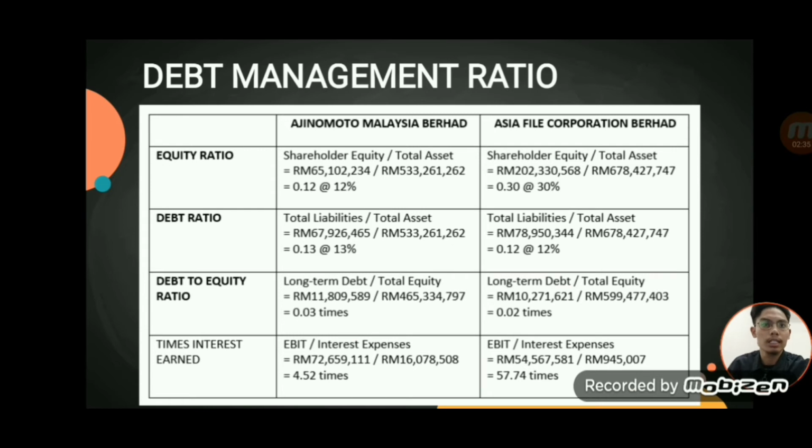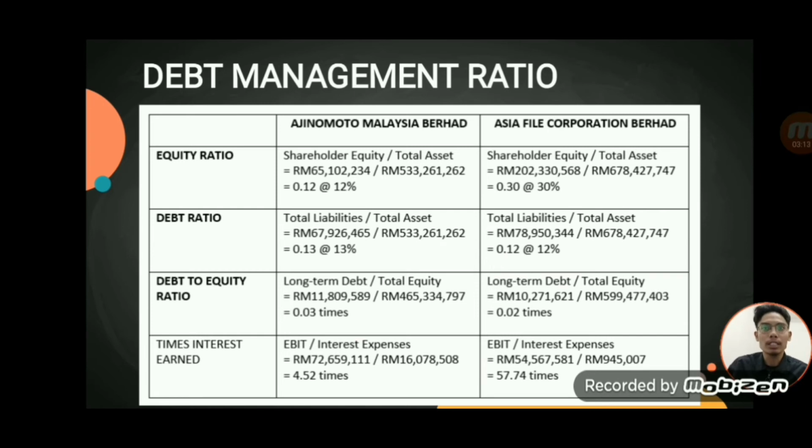Okay, next for the debt management ratio, we can see that for the equity ratio, Asia File Corporation Berhad has better performance compared to Ajinomoto Berhad. The equity ratio represents the proportion of shareholder equity to total assets. Asia File Corporation Berhad is said to perform better because a higher ratio indicates that shareholders have provided enough funds to purchase the company's assets rather than relying on other sources of funding. For the debt ratio, Asia File Corporation Berhad has better performance compared to Ajinomoto Berhad.